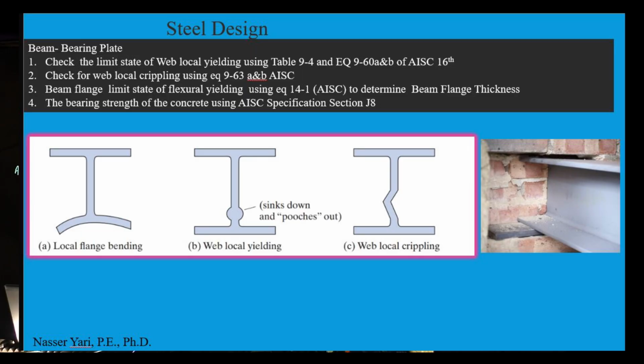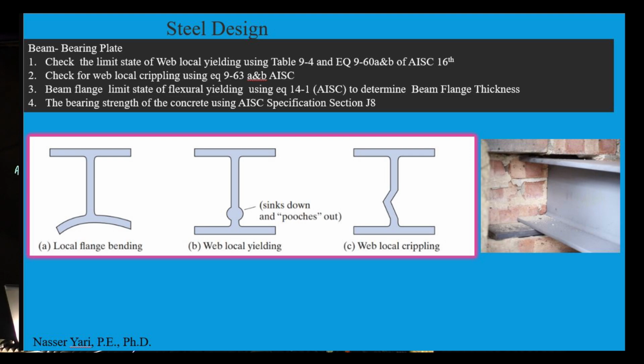Let's take a look at the board. Number one, I want to check the limit state of web local yielding, and that comes from Table 9.4, equation 9-60 a and b of the AISC 16th edition. Then we can check web local crippling, and that's equation 9-63 a and b, again Table 9.4. Then after that we can check the bearing strength of the concrete. Then we can check the beam flange limit state and find out if the thickness of the flange is good enough, or if it's not going to make it. So let's go ahead and get to work.